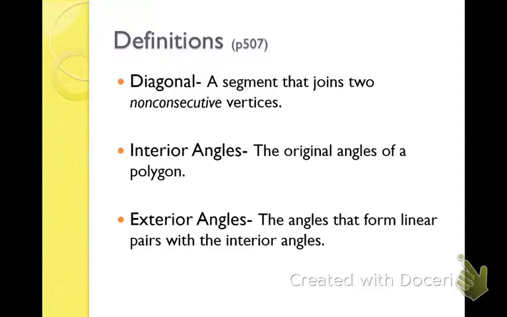The first one is diagonal. A diagonal is what I drew on these shapes up here on the board. It's a segment connecting two non-consecutive vertices. Non-consecutive means not next to each other. So if I connected these two vertices, they're consecutive. That's a side. But when I connect these two, they're non-consecutive. As I go around, they're not next to each other.